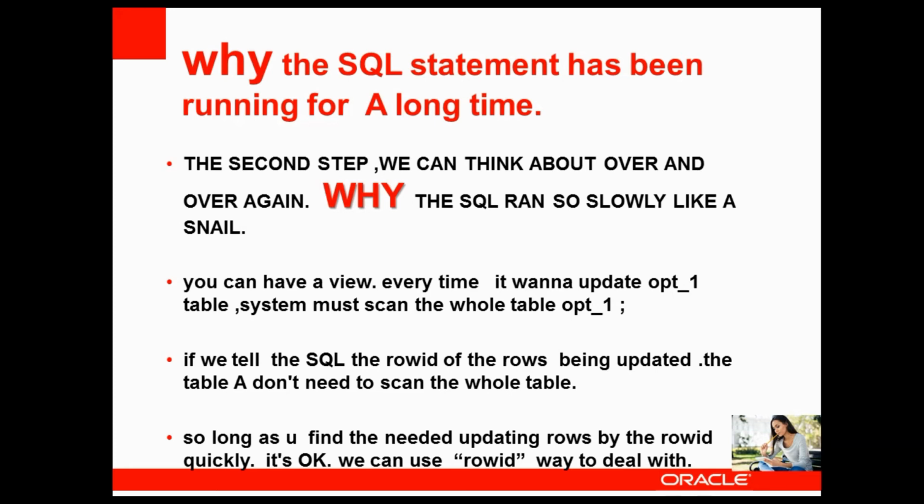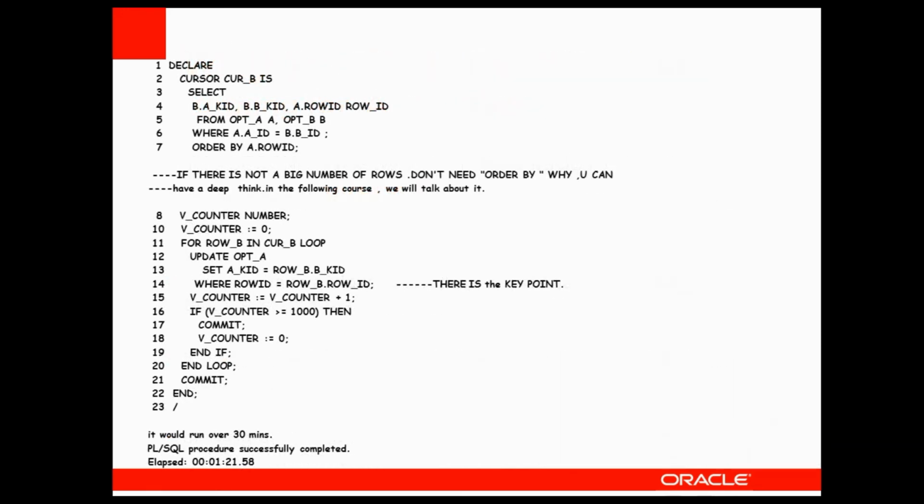You can have a view at the time. When you want to update the OPT1 table, the system must scan the whole table OPT1. If we tell the SQL the rowid of the rows to update, the table doesn't need to scan the whole table. As long as you find the needed rows by rowid quickly, it's okay. We can use the rowid way to deal with this problem. And this is a key point.